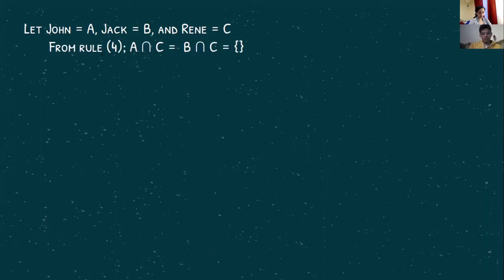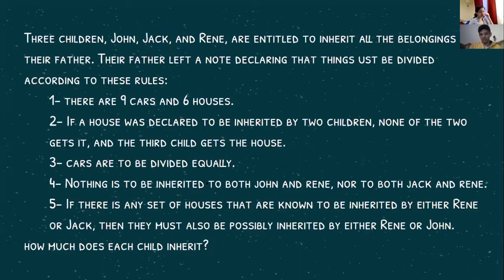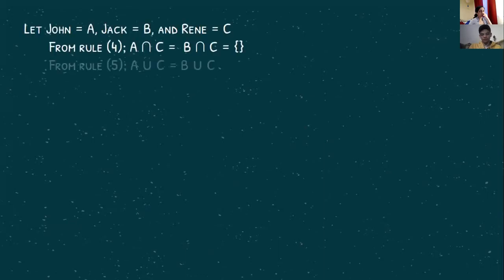I know from rule 4 that A intersection C is the same as B intersection C, which is just phi, or the empty set. Rule number 4 says that nothing is to be inherited by both John and Renee or by both Jack and Renee, right? So the intersection of the things that they own is just phi. It's the empty set. There's nothing common between A and C or B and C.